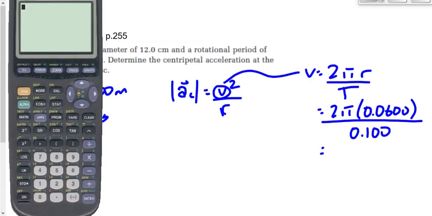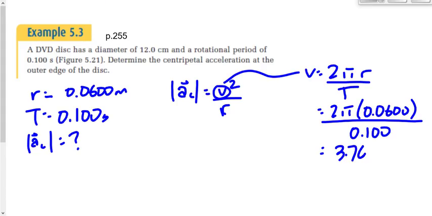Let's figure this one out here. Let's say 2 times pi times 0.06 divided by 0.1 gives me a value for the speed of 3.7699. It doesn't seem to be going very fast, right? 3.7699 meters per second. That's not a crazy high speed. Let's sub that back into here.